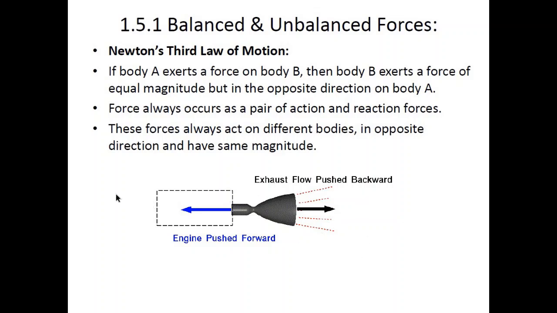For example, if a rocket or a missile is moving forward, then over here the two forces would be the engine pushing it forward, whereas the exhaust flow is pushing it backward. Or you can say the air resistance would be pushing it backward, whereas the engine would be trying to thrust it forward.